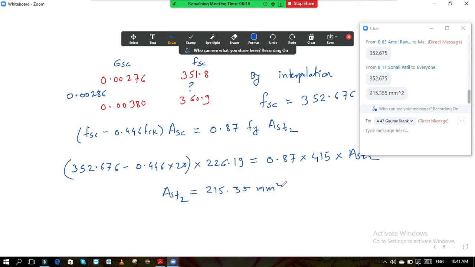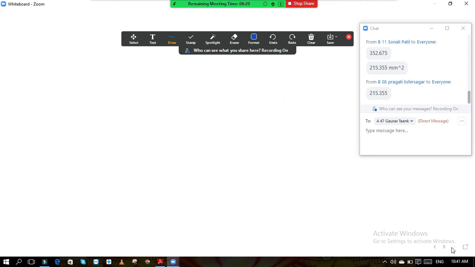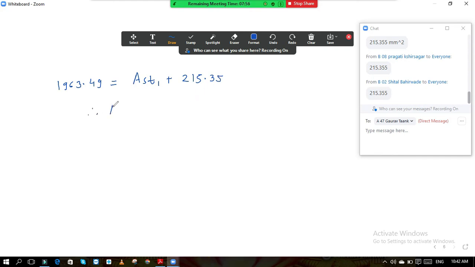So now we know that the total area of steel is known to us, and AST, the total area of steel, is equal to AST1 plus AST2. This is the formula. So what is the total area of steel? The total area of steel AST is 1963.49, which we have already calculated, which is equal to AST1, which we don't know, plus AST2, which we have just calculated, 215.35. So from this you will get the value of AST1. Let me know the answer.